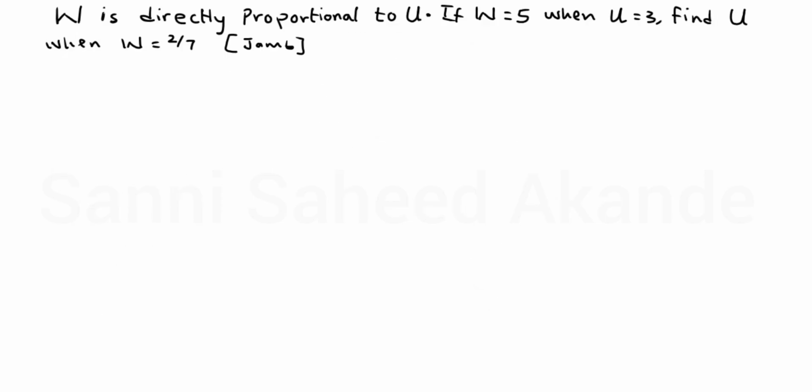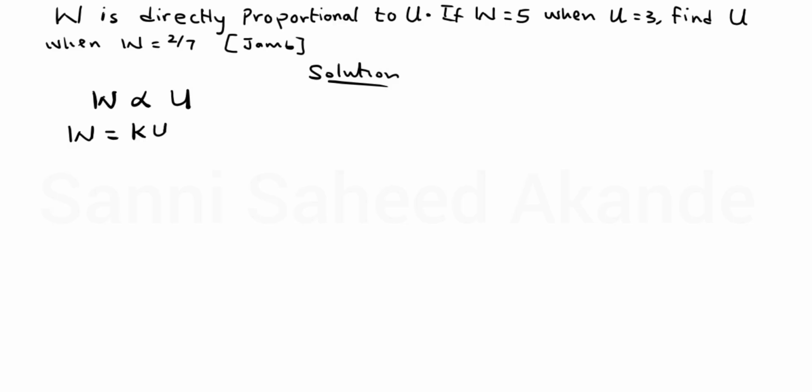The question says w is directly proportional to u. If w is equal to 5 when u is equal to 3, find u when w is equal to 2 over 7. Solution. Okay, so the question says w is directly proportional to u. Okay, and when we change this proportion to an equal sign, then we introduce a constant. So we have w is equal to a constant times u.